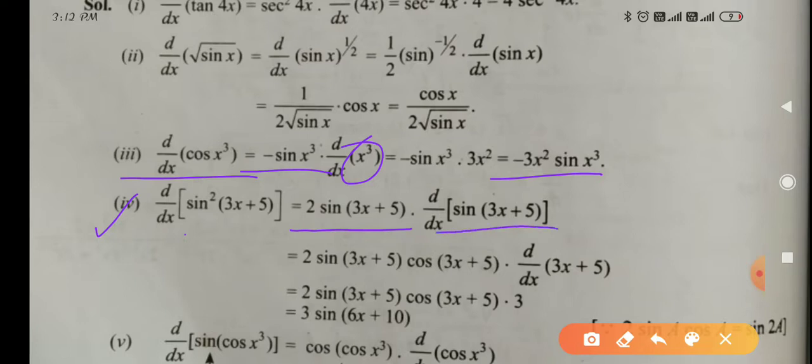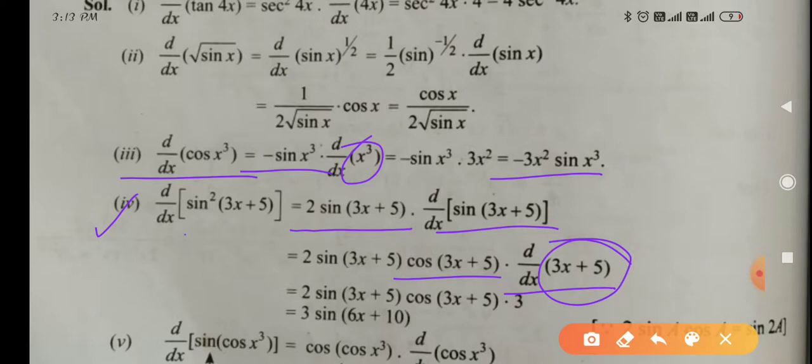Again, differentiation of sin (3x plus 5) will be done, because it was not x, we supposed it is x. So the differentiation of sin (3x plus 5) is cos, so it will become 2 into sin (3x plus 5) cos (3x plus 5). Again, differentiation of 3x plus 5 will be done, because it was not x. So d upon dx of 3x plus 5 is only 3. So the final answer is 3 multiplied by 2, 6.